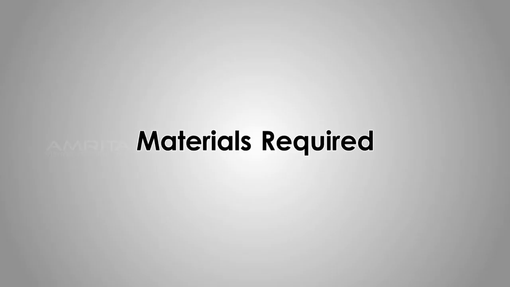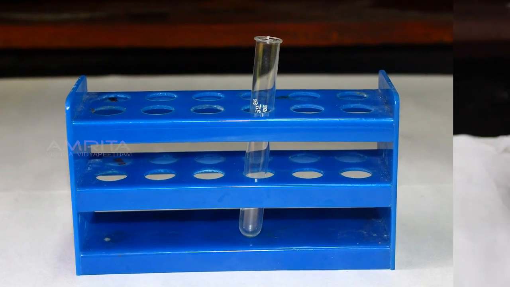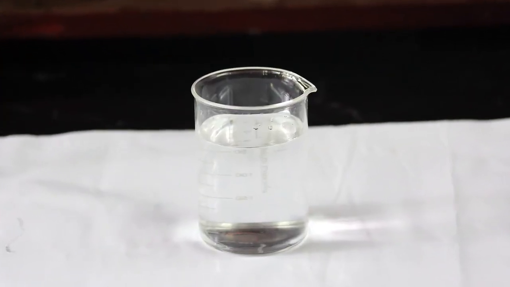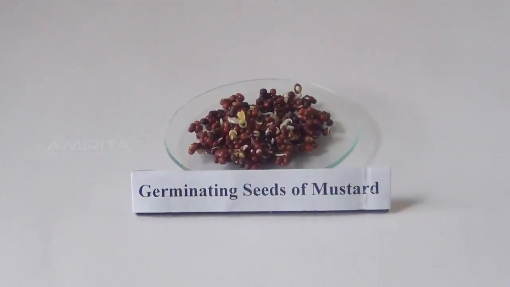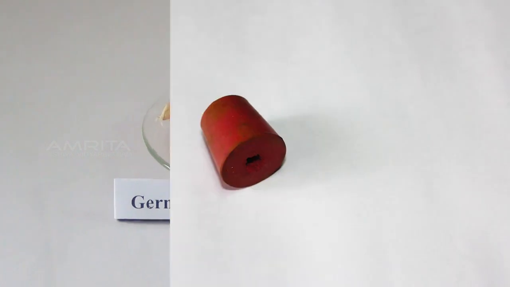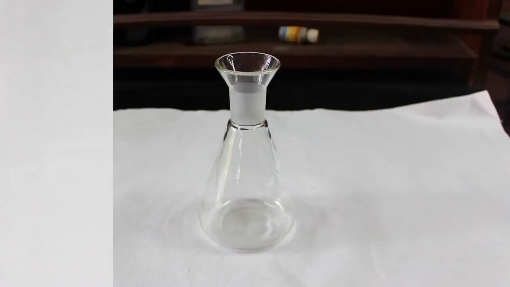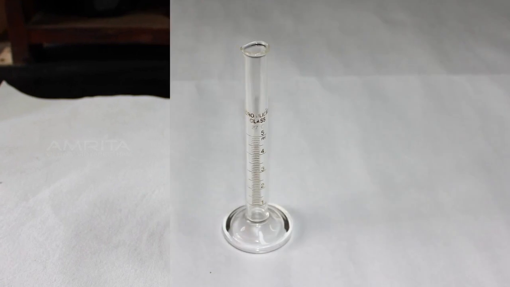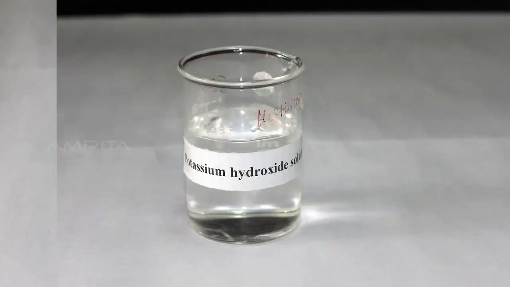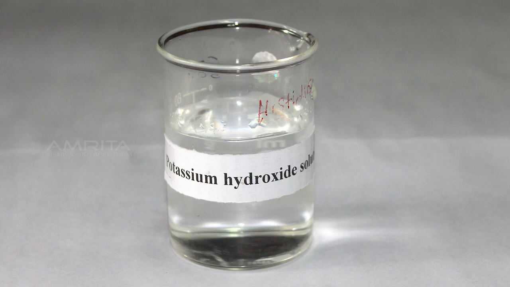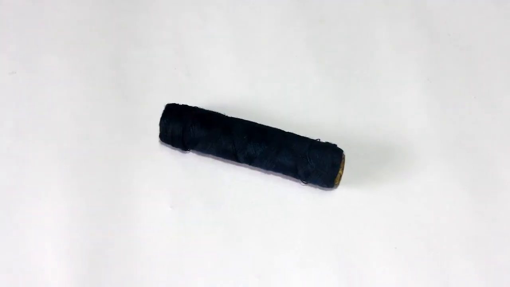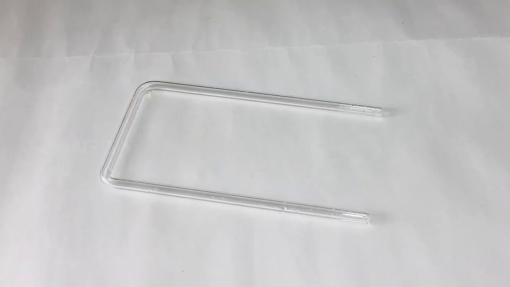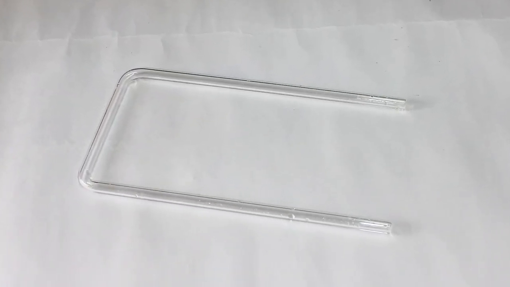To do the experiment, we require a test tube, a beaker containing distilled water, germinating seeds of bean, mustard and wheat, a cork with a hole, a conical flask, measuring cylinder, freshly prepared potassium hydroxide solution, petroleum jelly, thread, and a glass delivery tube with two bends at right angles.